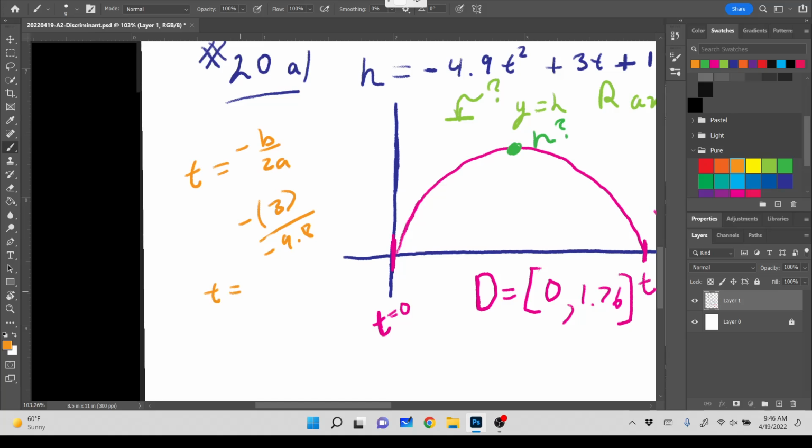What? 21.8. I think you multiplied or something. It's 3 divided by 9.8. What did you say? 0.306. Yeah, 0.306. So, at 0.3 of a second is when they reach that height. So now how do we figure out that height now that we know the time?